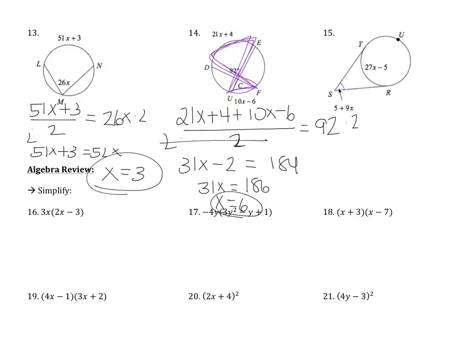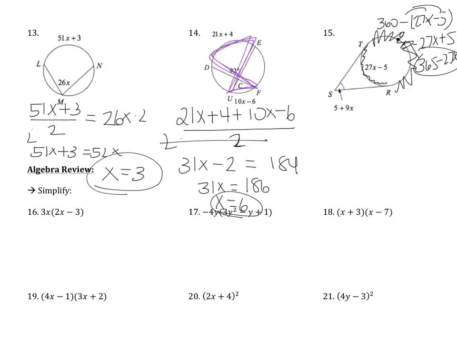Last one is an exterior angle. I know this piece right here is 27x minus 5. So how would I find this piece? Well, it's 360 minus that. So it's 360 minus 27x minus 5. So I'm now going to have to distribute. So I'd have negative 27x plus 5. So this is 365 minus 27x. So this arc is that.